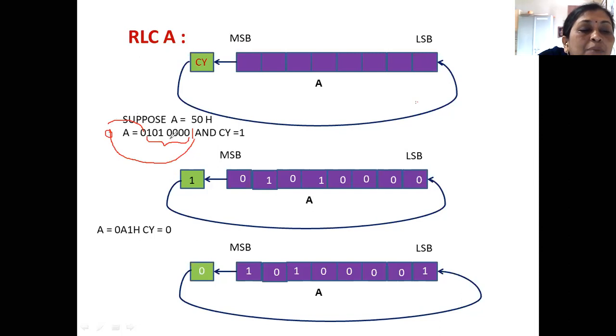So the data present within accumulator will be 10100001. So it is A1 and contents of carry flag will be 0. So in examination you have very short time. At that time you have to follow this method. Okay. Are you clear?